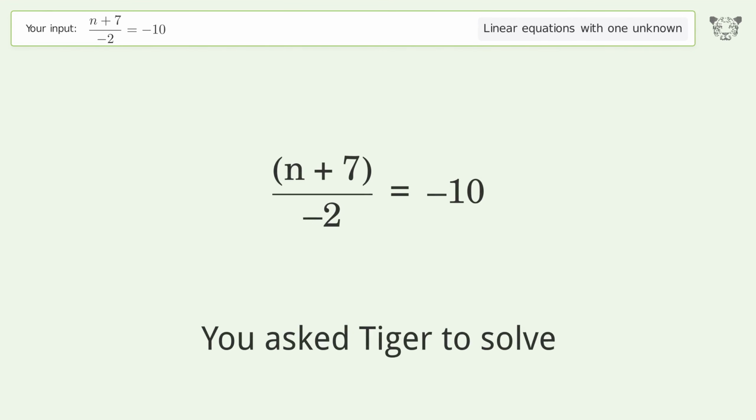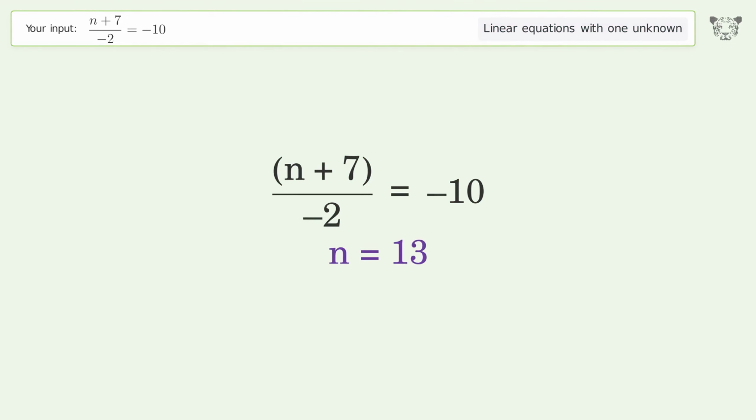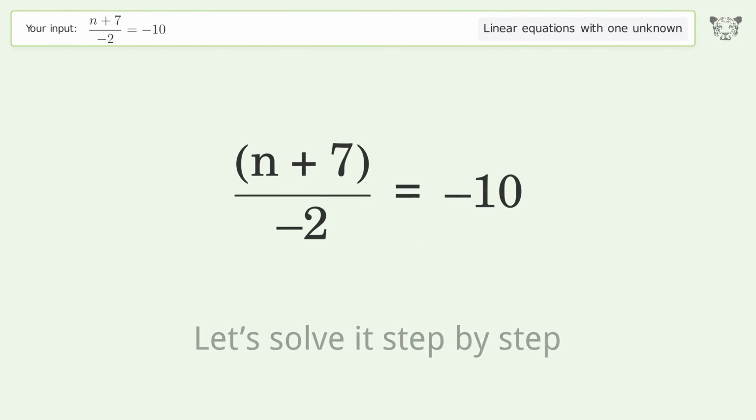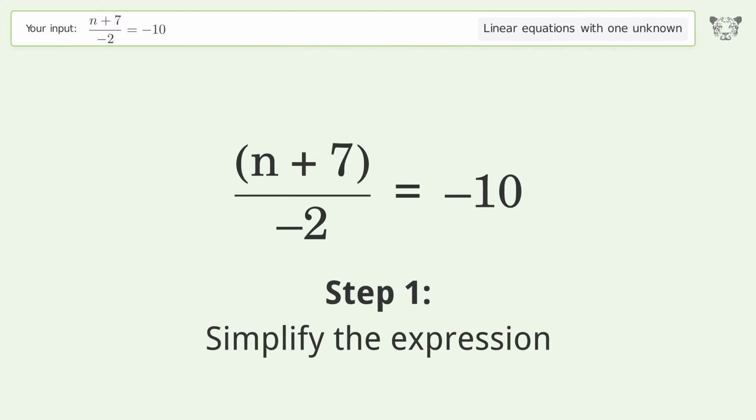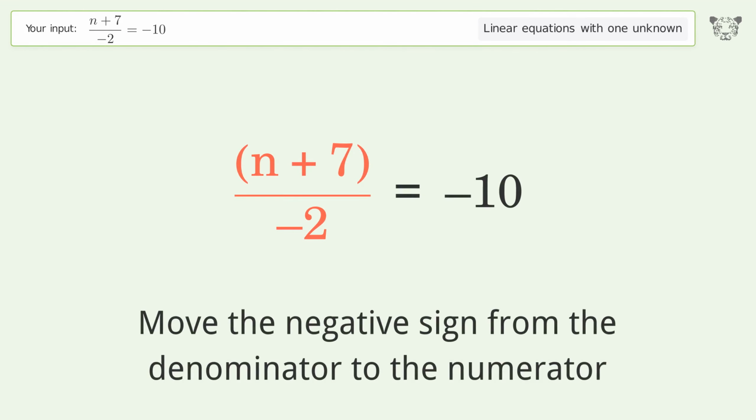You ask Tiger to solve. This deals with linear equations with one unknown. The final result is n equals 13. Let's solve it step by step. Simplify the expression. Move the negative sign from the denominator to the numerator.